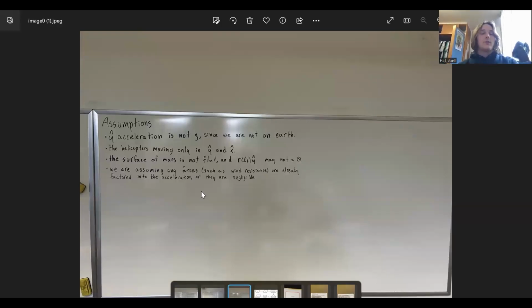The assumptions that we had to start with were that acceleration in the y hat is not necessarily g, because we know we're not on Earth, so it's not going to be the 9.81 or 10 value that we're used to. We're also going to assume that the helicopter is only moving in the y hat and x hat direction. Since it doesn't mention a z hat direction, it makes sense to just ignore it. And then we're also going to assume that the surface of Mars is not flat, and we might not end up on the same y value that we started at. So the helicopter might land higher or lower than it started at. And then we're going to assume any forces such as wind resistance are already factored into the acceleration or that they are negligible.